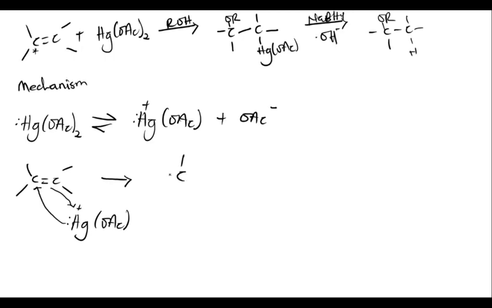So it looks like this, and then we have the mercury attached to both carbons, and the positive charge is still on the mercury. So now that we have this intermediate, we now have our alcohol coming into the reaction.